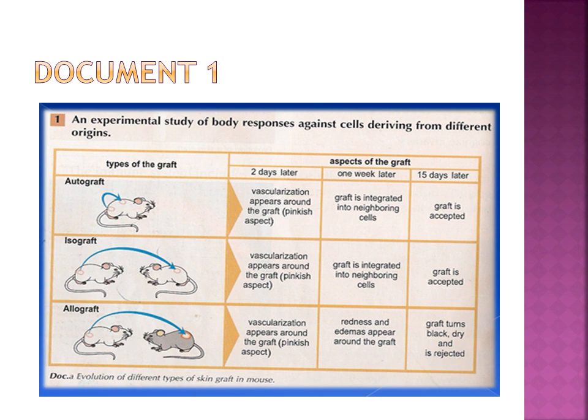There are four types of graft. Okay, do you know them? The types of graft are four: autograft, which is a graft in the same individual; isograft, which is a graft between two identical individuals, from one individual to an identical one, like twins; allograft, which is a graft between two different individuals of same species; and xenograft, which is a graft between two different individuals of different species.